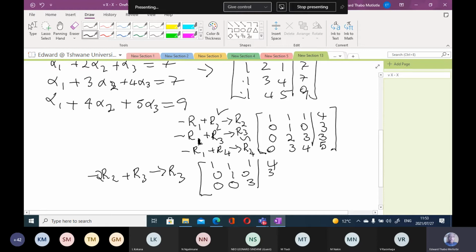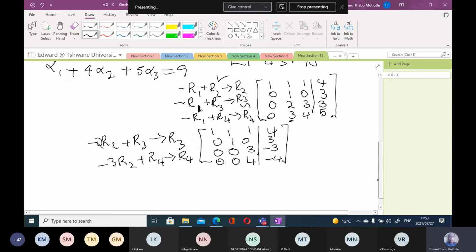Minus 6 and 8, this is minus 3 here. Okay. So minus 3 row 2 plus row 4, this gives me row 4. So let's see what I get. The first one will be 0 and 0 here. I'm getting rid of this 3. And then I multiply by minus 3 and 8, it remains 4. Minus 3 and 8, this gives me minus 4. So now I think I'm done.